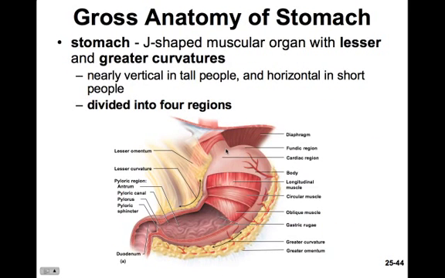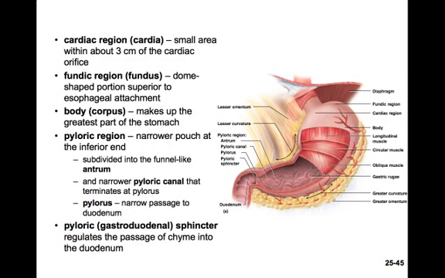It's got greater curvatures and lesser curvatures. The lesser curvature, the small one here on the superior border, and on the inferior border, the greater curvature. The stomach will have a nearly vertical orientation in tall people and pretty horizontal in smaller people. It's divided into 4 regions.